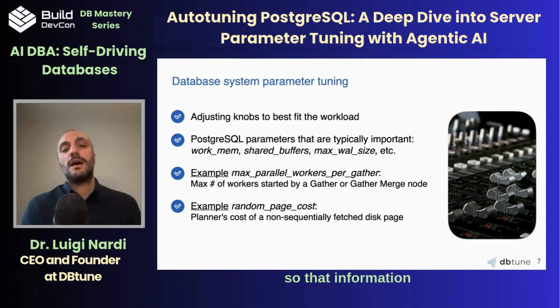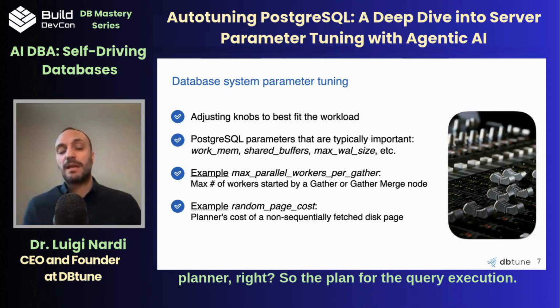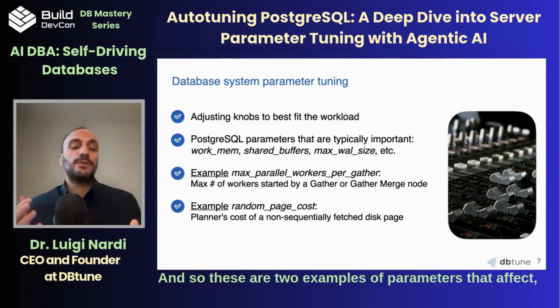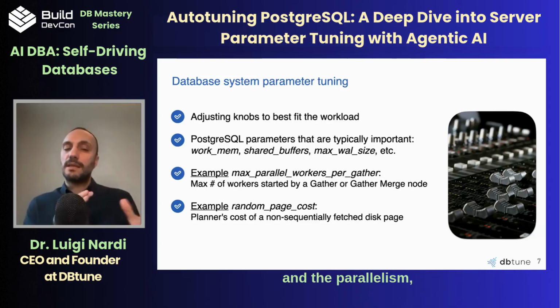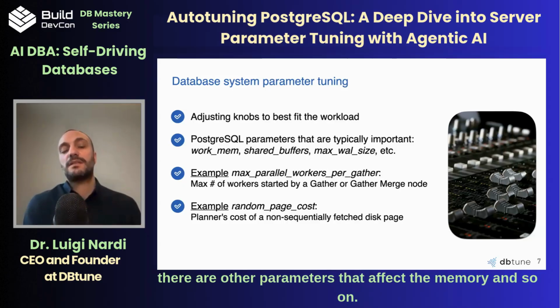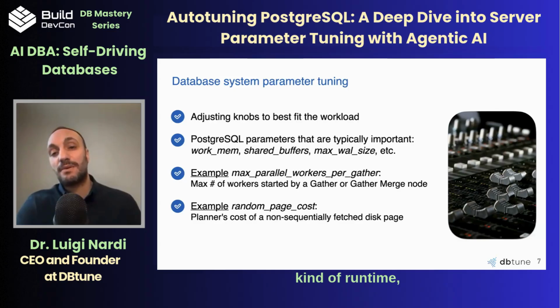So the disk, that information is fed to the planner to then define the way the queries are executed by the planner, right? So the plan for the query execution. And so these are two examples of parameters that affect the planner, but the disk as well, and the parallelism. There are other parameters that affect the memory and so on. And so all these parameters really affect the runtime of the Postgres system itself.